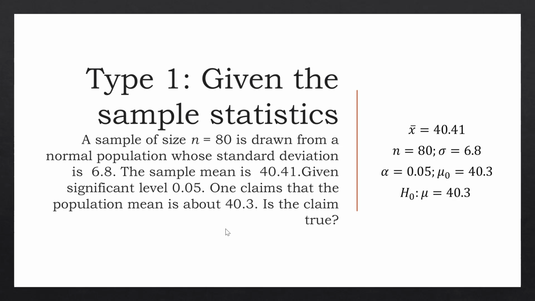So the null hypothesis is mu is equal to 40.3, and the alternate one is the opposite statement, which is mu is not equal to 40.3. So this is a two-sided test, right? So we have summarized the question, and now we are going to use the z-test to test the claim. So now let's take a look at the calculator.